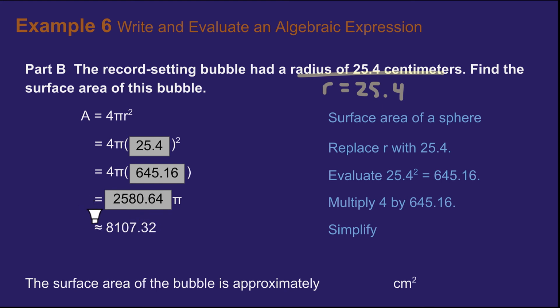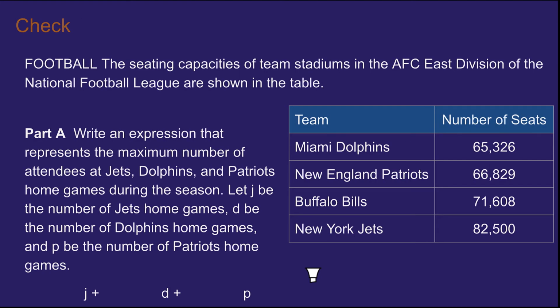8,107.32. Notice the change in the symbol here. Because we're rounding off with pi, because pi goes on forever and never ends, then we're going to round off. We can change to that little symbol, and that symbol just means about. So it's about 8,107. So our final answer, the surface area of the bubble was approximately 8,107.32 centimeters squared.